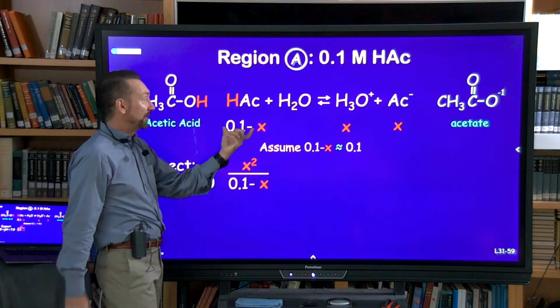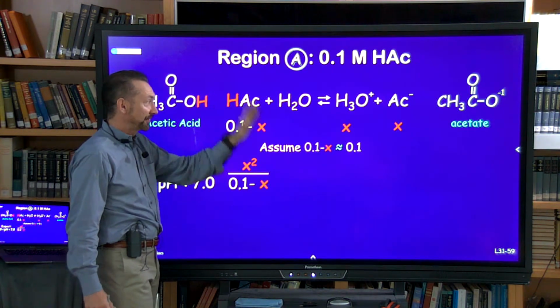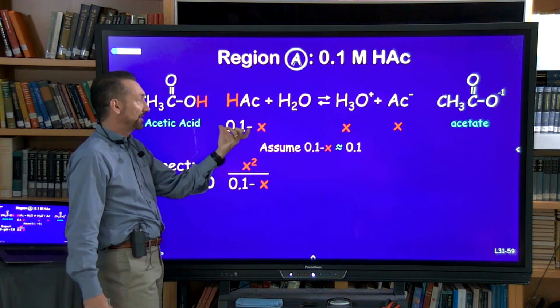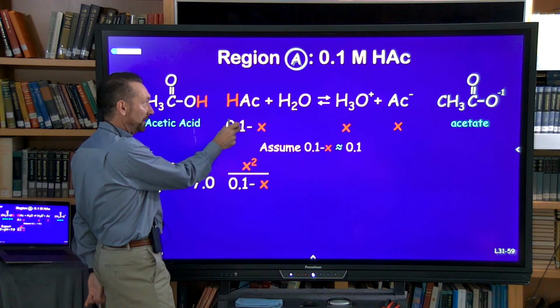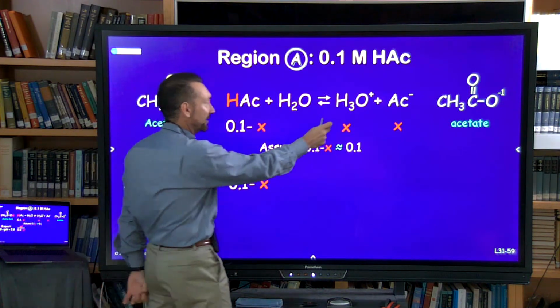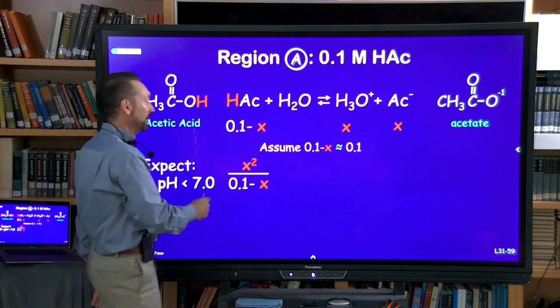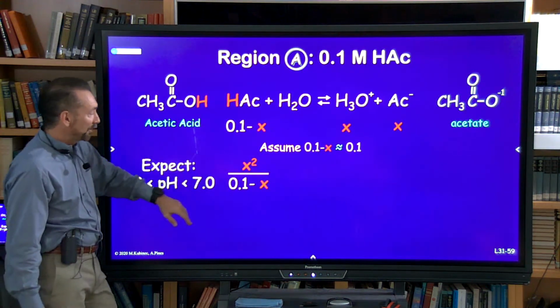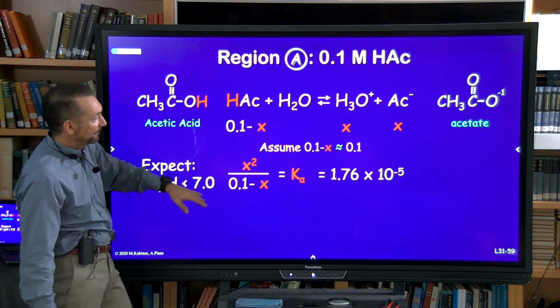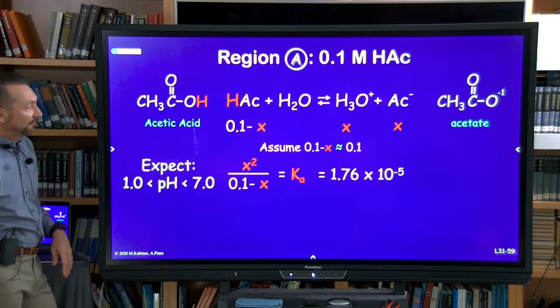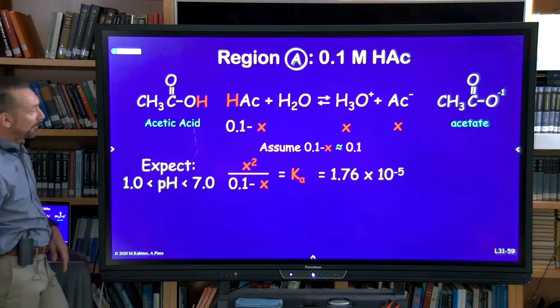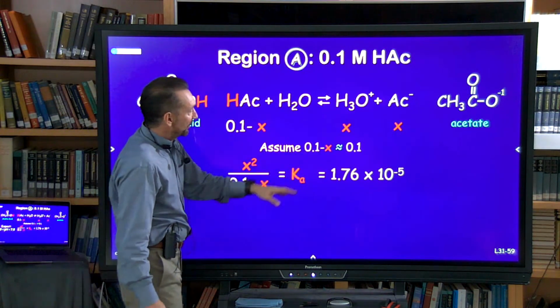At equilibrium, I've skipped the whole ICE box thing and just written the equilibrium concentrations. A little of your initial HAc dissociates. That small amount is x. I can write the equilibrium expression, set it equal to K, and we know the Ka for acetic acid. We've looked at it a couple times now. The pKa is around 4.7.